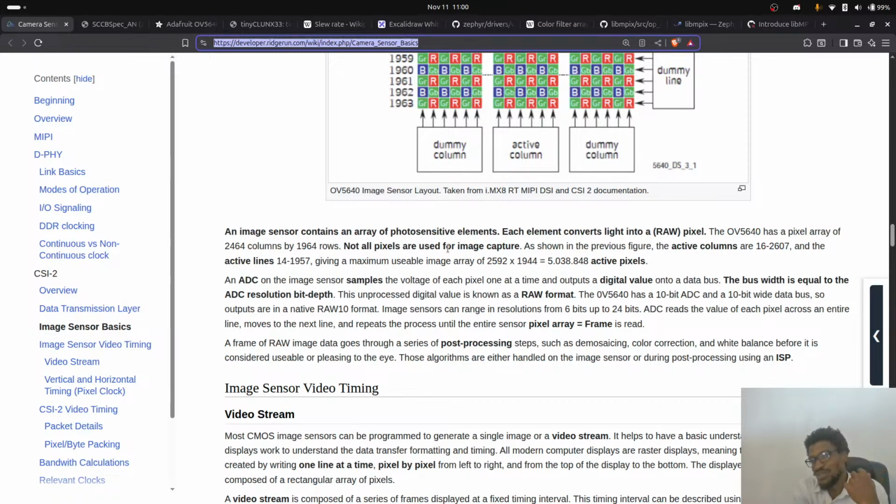ADCs read the value of each pixel across an entire line, move to the next line, and repeat the process until the entire pixel array, which is a frame, is read. And a frame of raw images goes through a series of post-processing steps, such as demosaicing, color correction, and white balance, before it is considered usable or pleasing to the eye. These algorithms are either handled in the image sensor or during post-processing using an image signal processor.